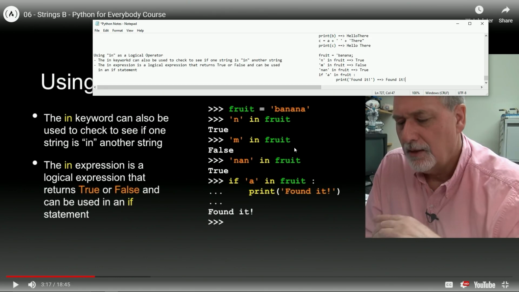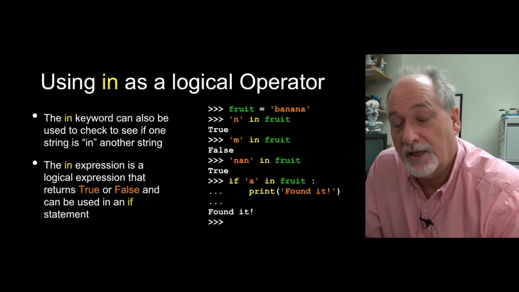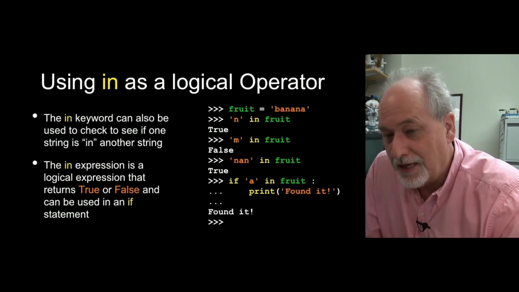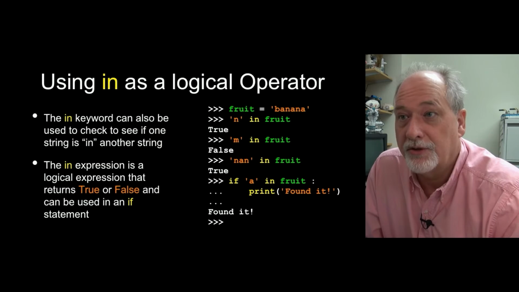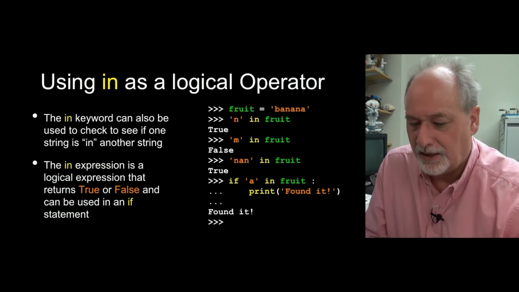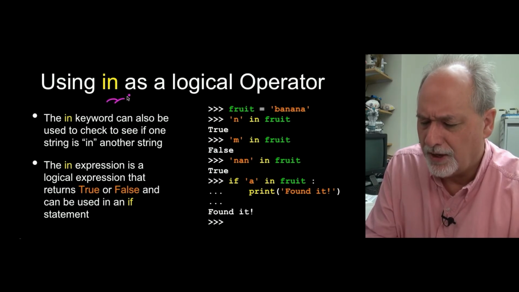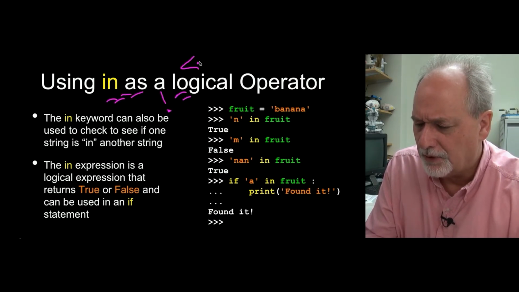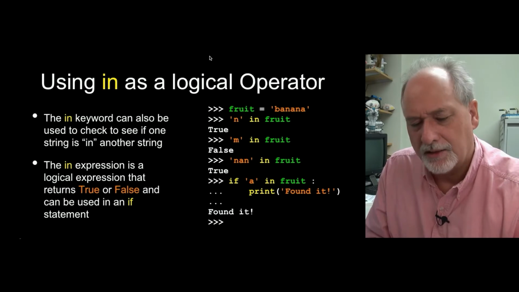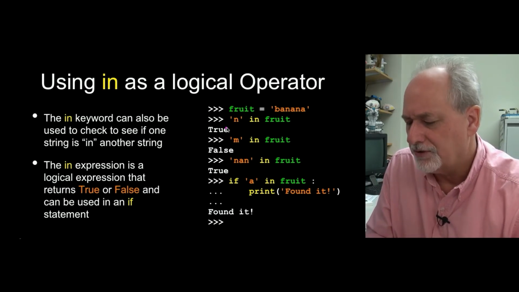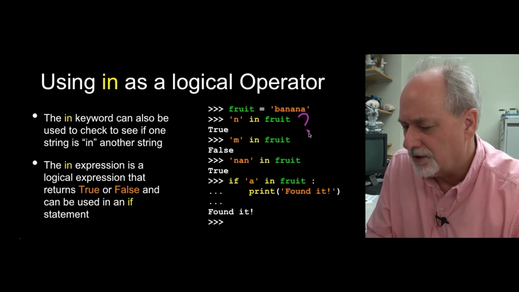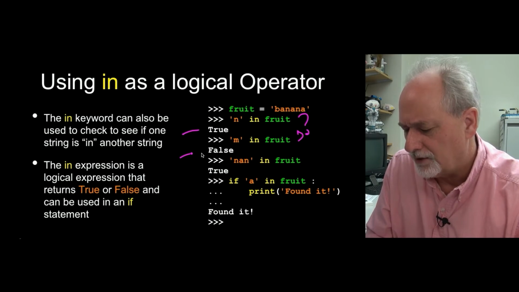Let's listen to him talk about it. We can use in differently as a logical operator. So we're using it as an iteration structure in for loops, but we can also use it as a logical operator in if statements. So it's kind of like the double equals or not equals or less than or equals or something like that. It's like those guys. And it returns a true or a false. Is n in fruit? So that's a question, and the answer is true. Is m in fruit? No, that's the answer to a question.